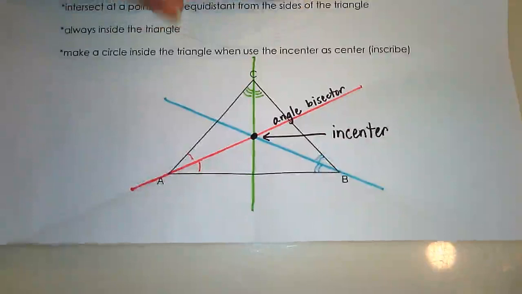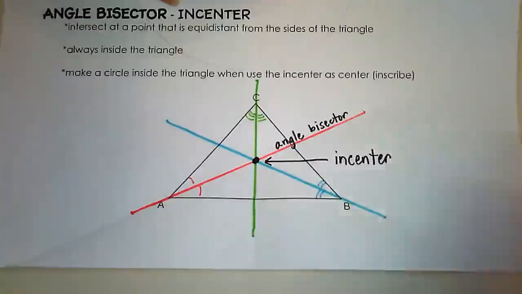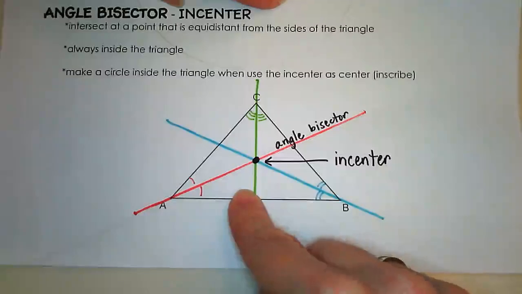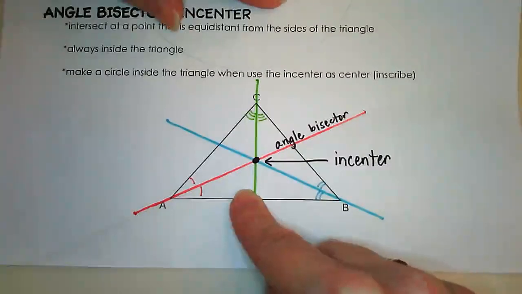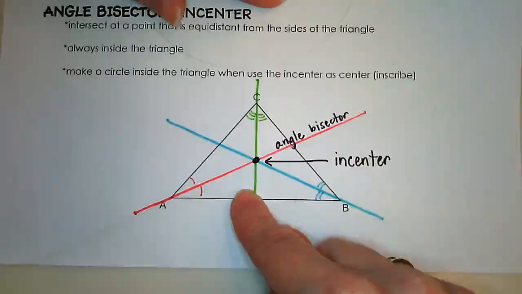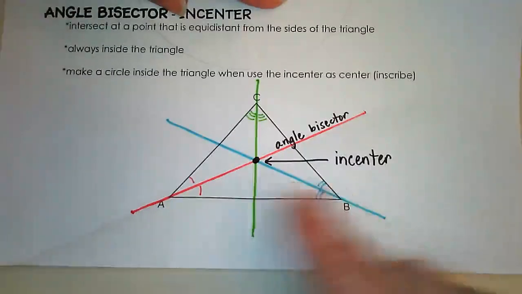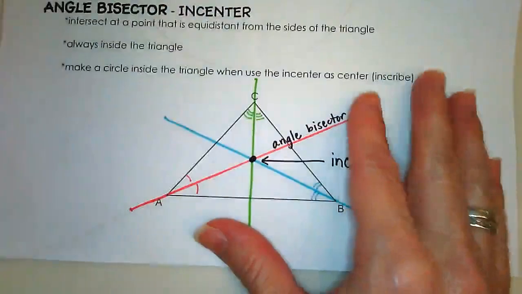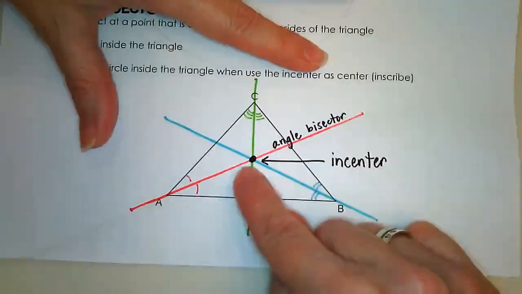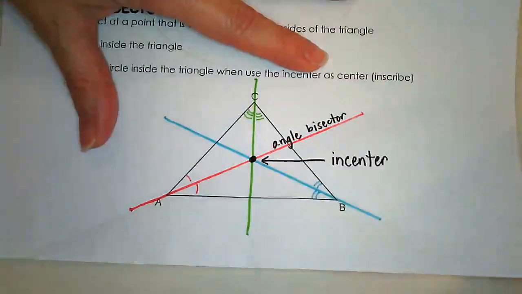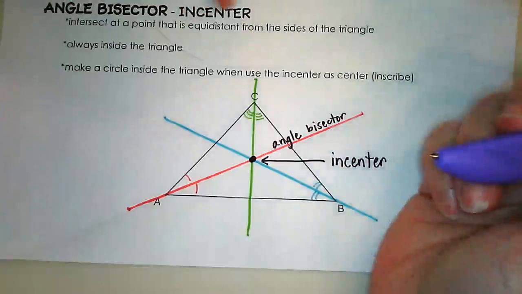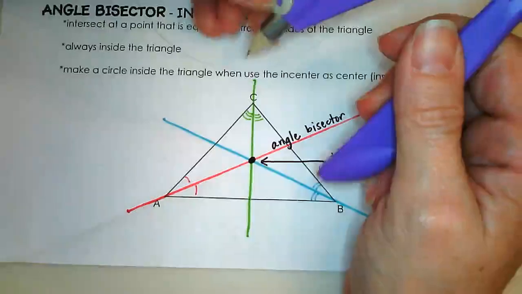All right, so here's the special parts about this. First of all, it's always inside the triangle. So it doesn't matter whether you have an acute, an obtuse, or right triangle, the incenter is always inside. All right. Now, what happens is that this point, this incenter, is equidistant from the sides of the triangle.